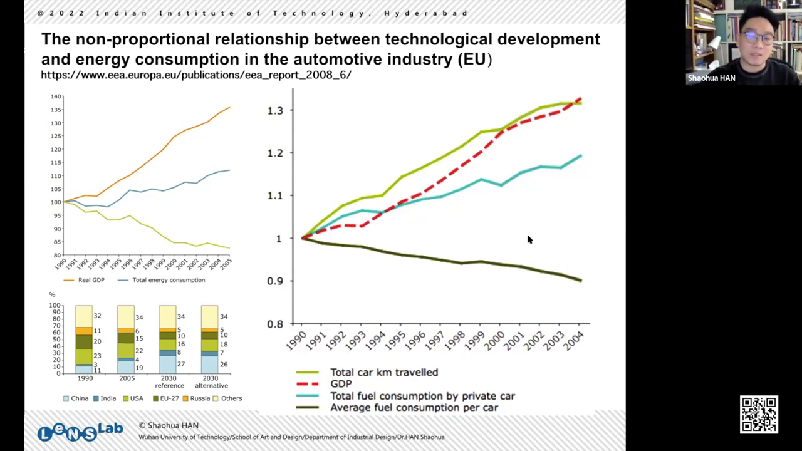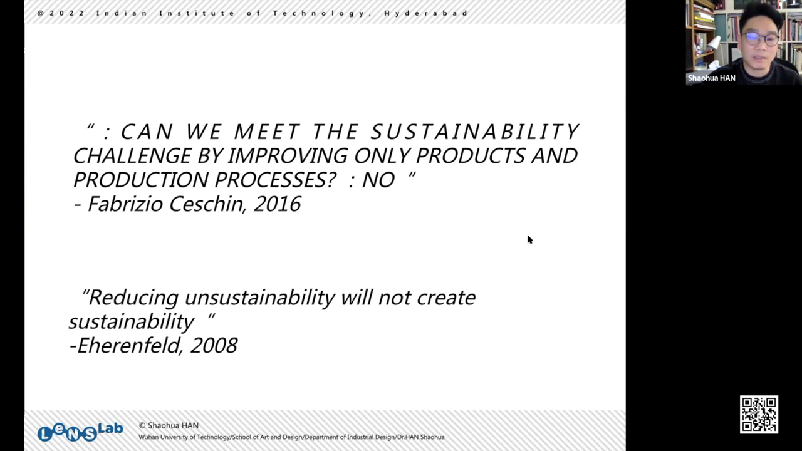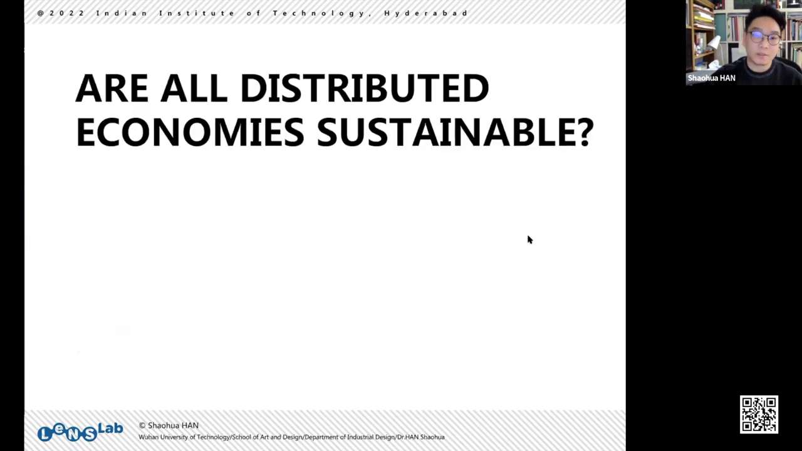So this raises another question: can we meet the sustainability challenge by improving only products and the production processes? The answer is no. And we can also see this from the case of car fuel consumption in the EU countries. So that's another thing, that reducing will not create sustainability. That's something we need to keep in mind, to remind ourselves day by day, I think.